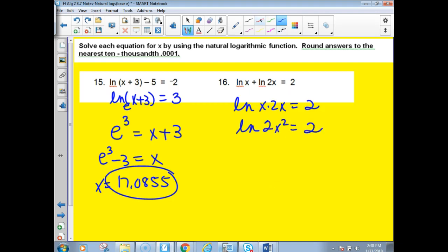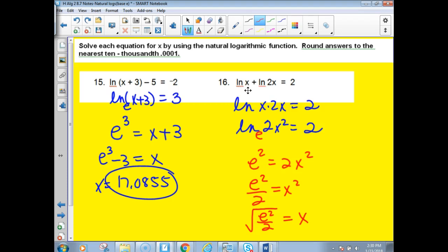And now that I'm here, I need to write it as an exponential. The base, of course, is e. The power is 2. That equals 2x squared. And then we'll need to divide e to the second by 2. And lastly, we will take the square root and omit the negative solution as it would not work in the original problem. Can't take the natural log of a negative number.